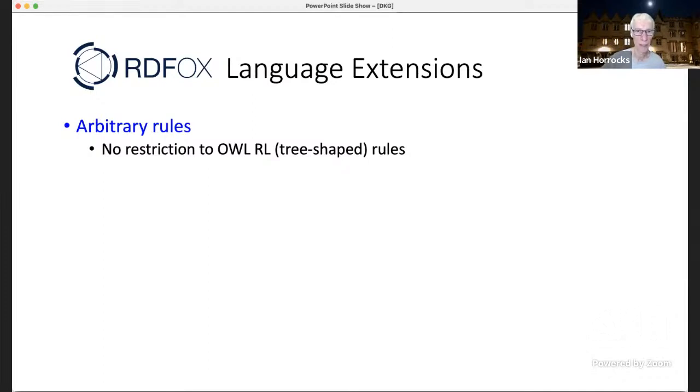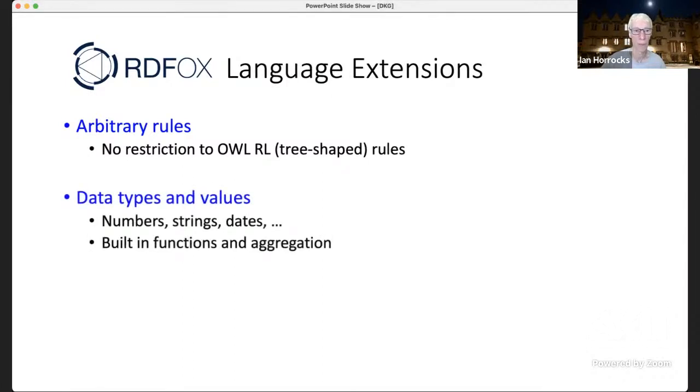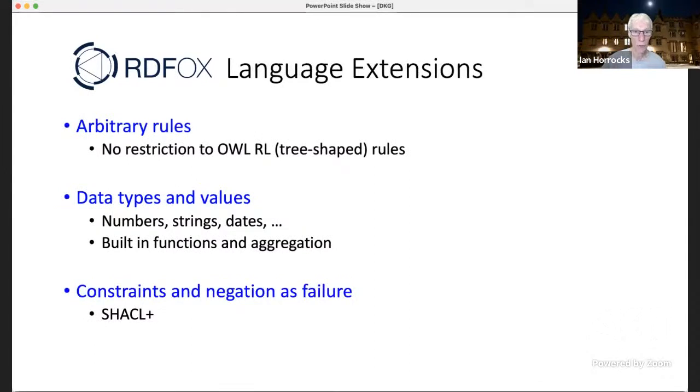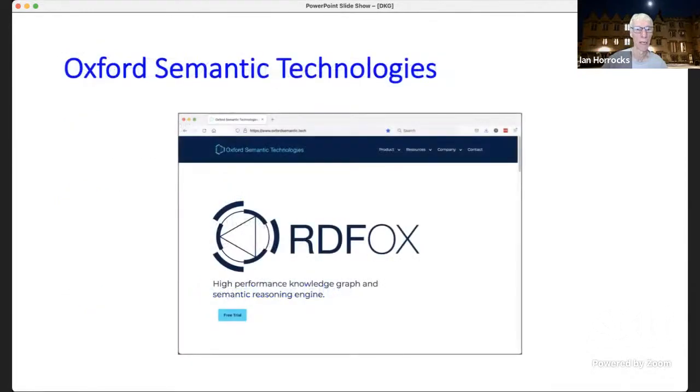So once you limit yourself to RL, actually you can ease up on a few of the other restrictions that OWL imposes. For example, you can really deal with arbitrary rules, not just the tree-shaped rules that you get from RL. You can do a lot more with data types and values, so have built-in functions and aggregation and all those cool things that you need in realistic applications. And you can also extend the language with constraints and negation as failure so that you can deal with SHACL and even a lot more than SHACL provides.